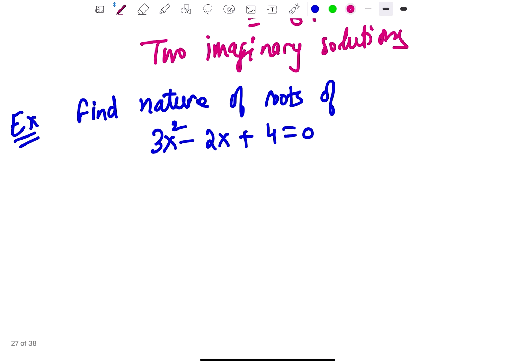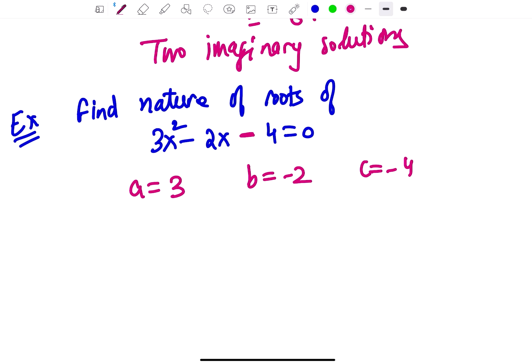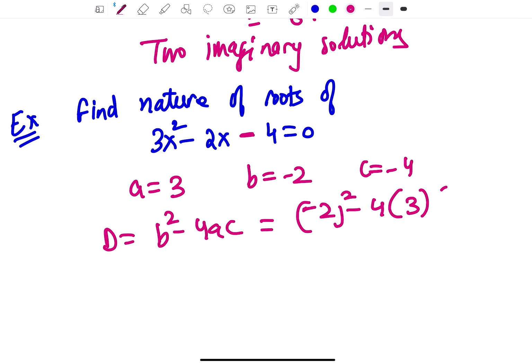Okay, next we are looking for the nature of roots. I'm going to make this a negative here. So a is 3, b is negative 2, c is negative 4. The discriminant D is b squared minus 4ac, negative 2 squared minus 4 times 3 times negative 4. Turns out to be 4. Negative and negative will multiply to give me a positive. 4 times 3 is 12. 12 times 4 is 48. 48 plus 4 is 52. So my discriminant is a positive number.